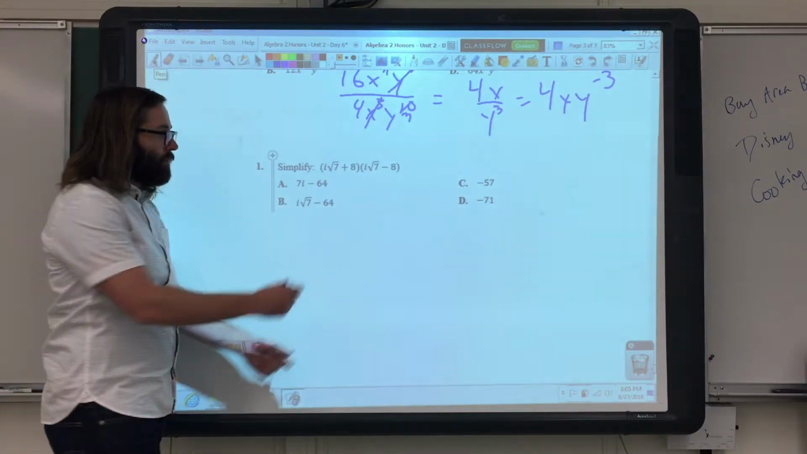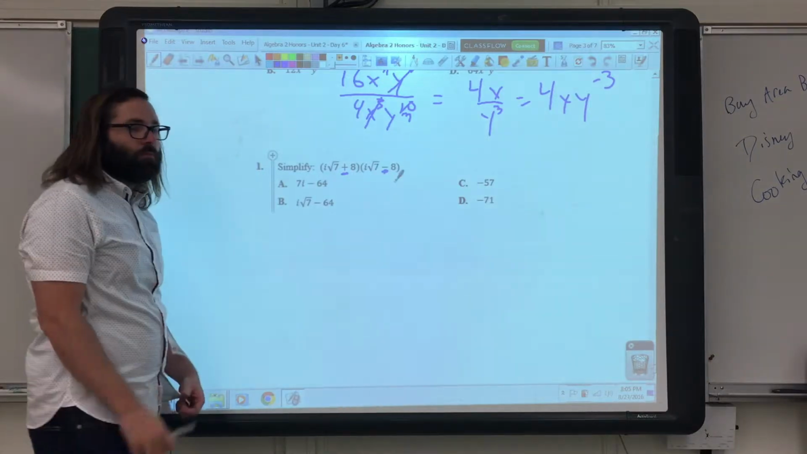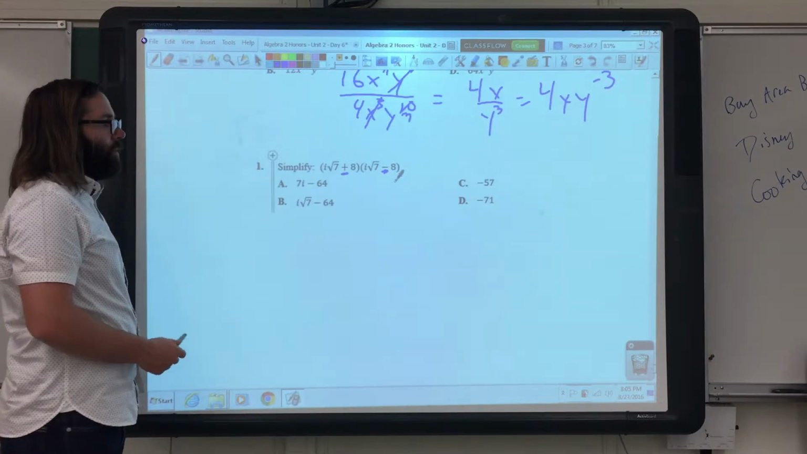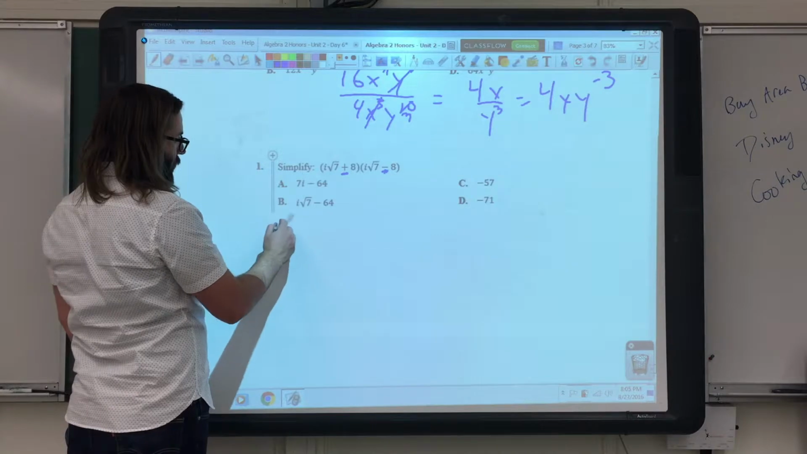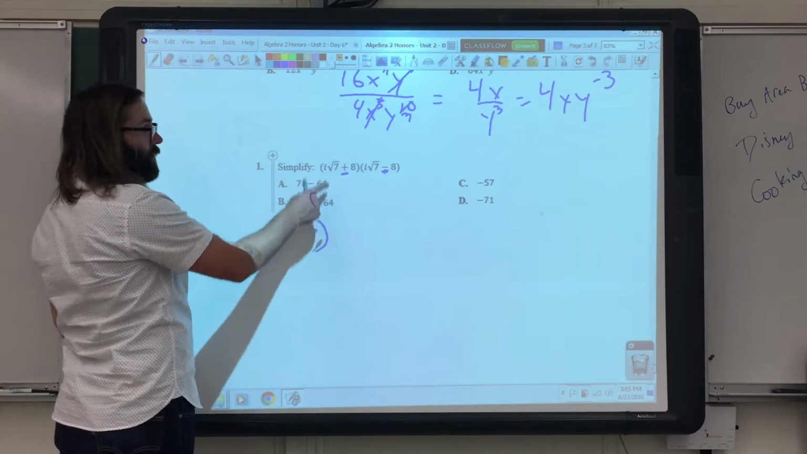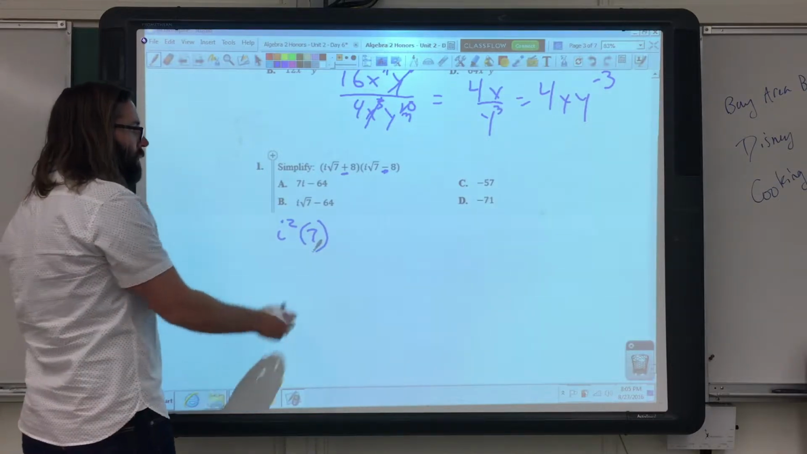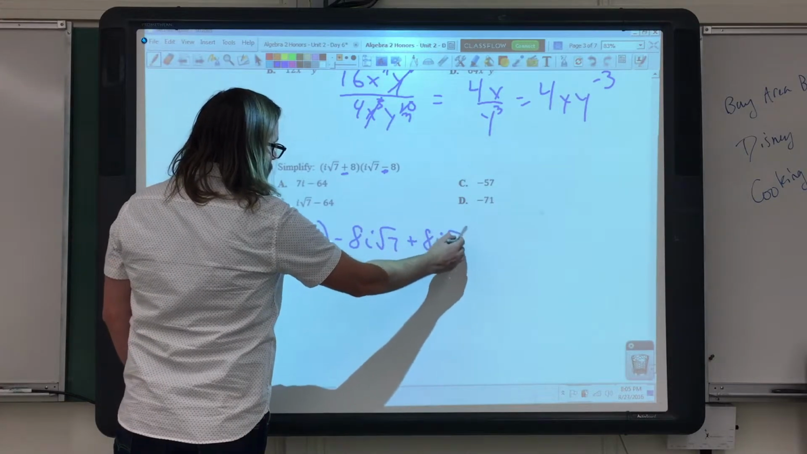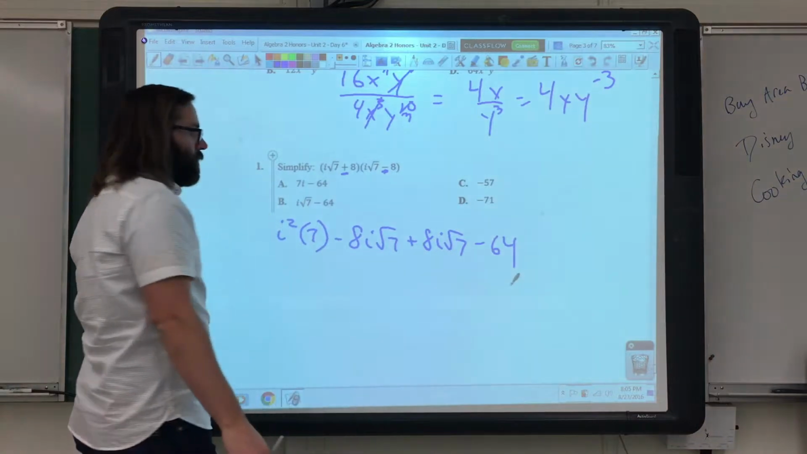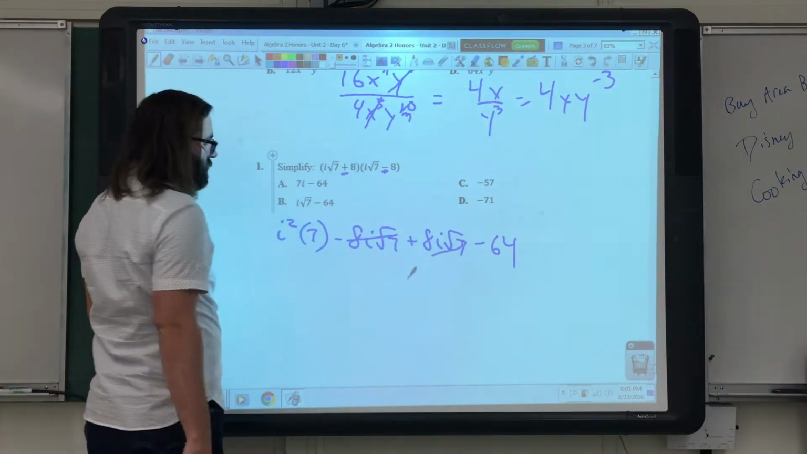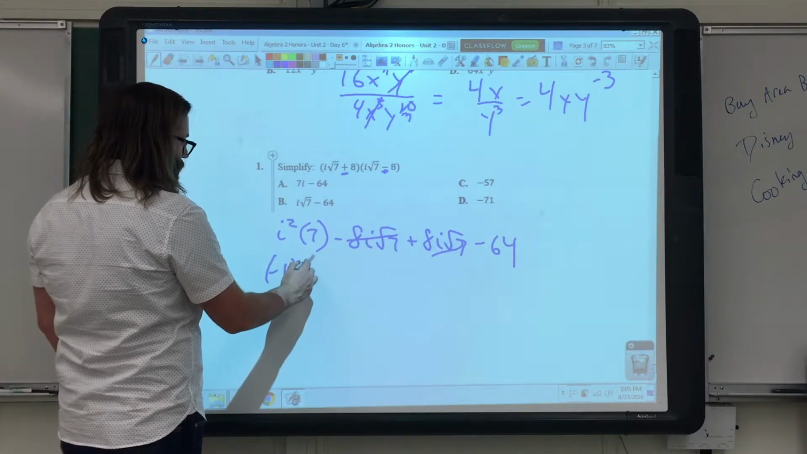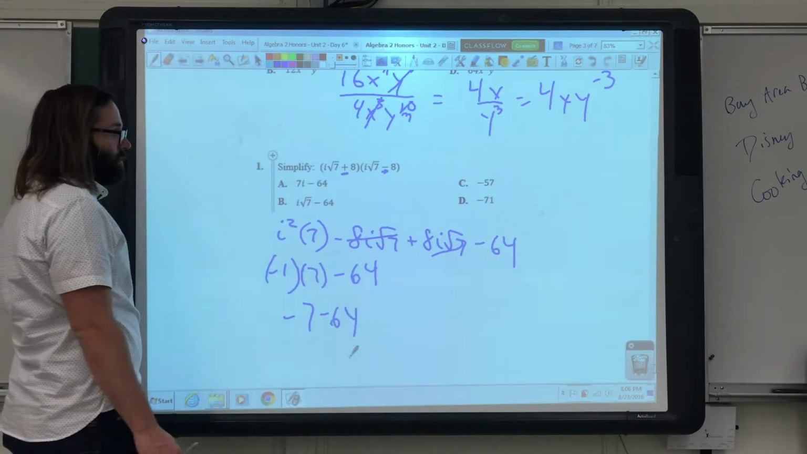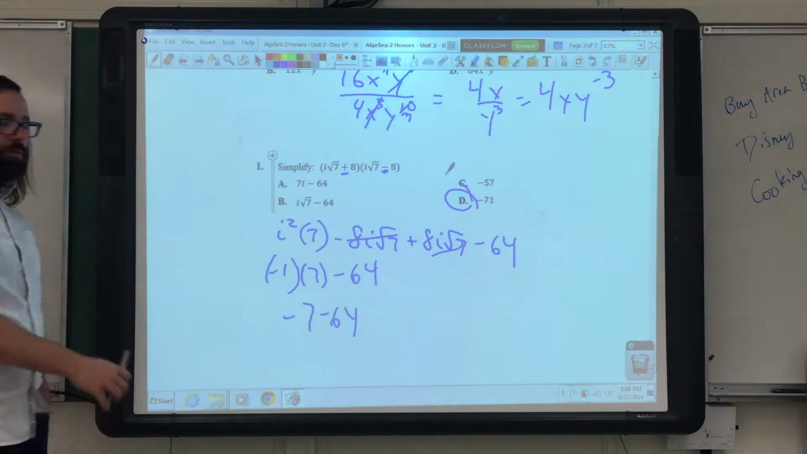Over here, if you notice, now it's not exactly a complex conjugate, but very similar. So, do a little FOIL, you get i squared times 7, because the root 7 times root 7 gives you what's inside. You get minus 8i root 7 plus 8i root 7. Minus 64. Oh my goodness. Cancel, cancel. We know this is negative 1 times 7 minus 64. Negative 7 minus 64 is negative 71.